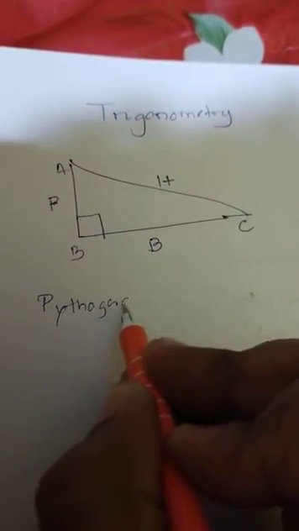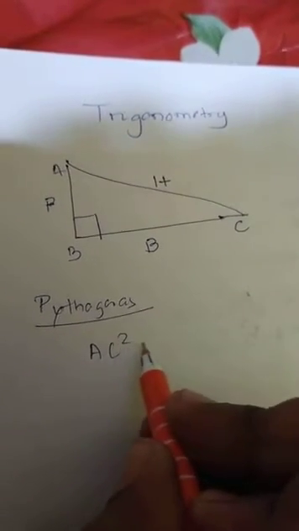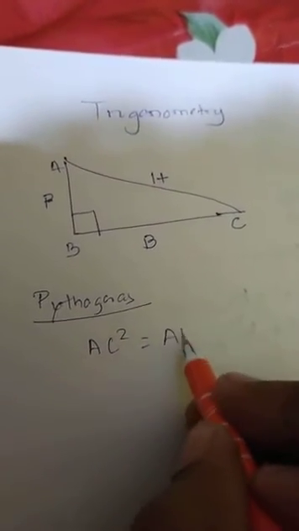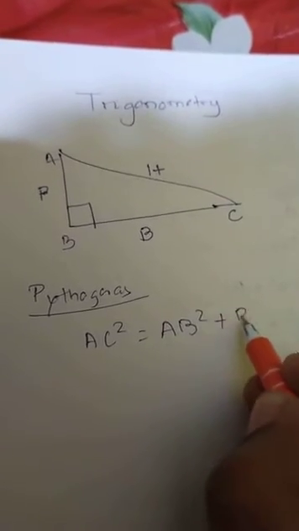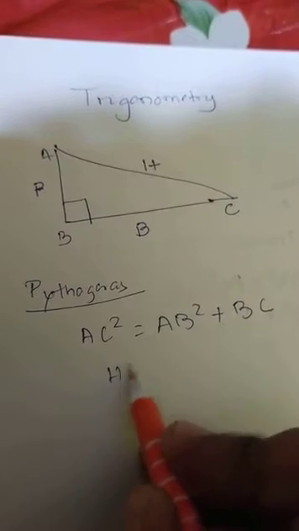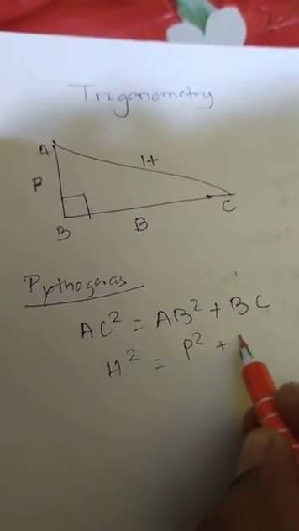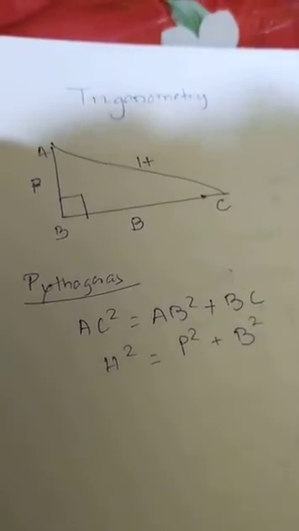Okay, now whenever there is a right angle triangle, you know that the Pythagoras theorem always arises. Pythagoras theorem is easy. It says AC square is equal to AB square plus BC square. We can say hypotenuse square is equal to perpendicular square plus base square. Easy.